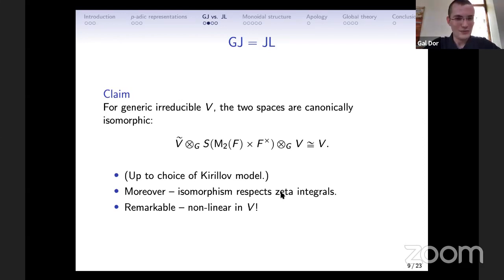But in the meantime, you should note that one thing that's pretty remarkable about this claim is that it's non-linear in V. Yes, I have an isomorphism of vector spaces, and I claim it is canonical, but the left-hand side has two copies of V and the right-hand side has just one. So something very weird is going on here. Hopefully it will be clear what is going on by the end of the lecture. I intend to deliver an explanation.